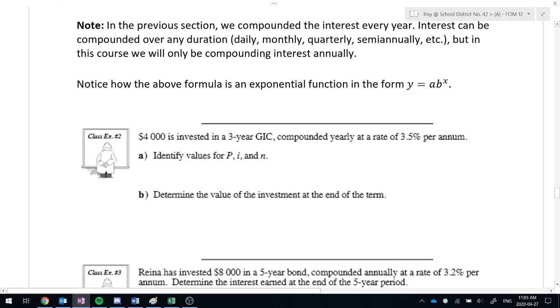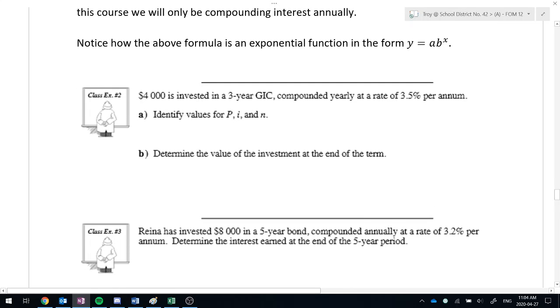$4,000 invested in a 3-year GIC, compounded yearly at a rate of 3.5% per annum. Identify the values for P, I, and N. So a GIC, that's something you can go to your bank and say, I want to invest in a GIC. They'll take your money, invest it for you, and they'll give you the interest back at the end.